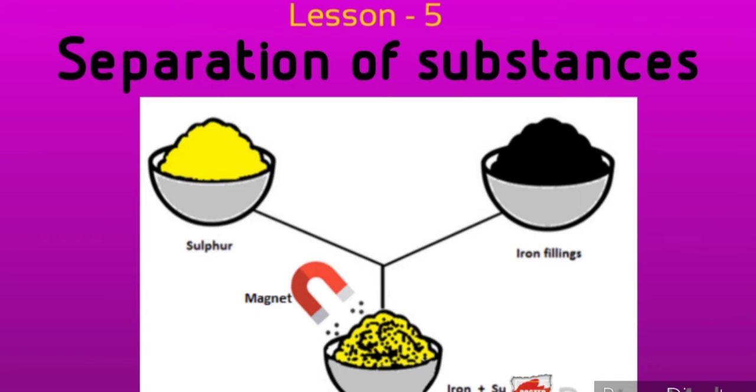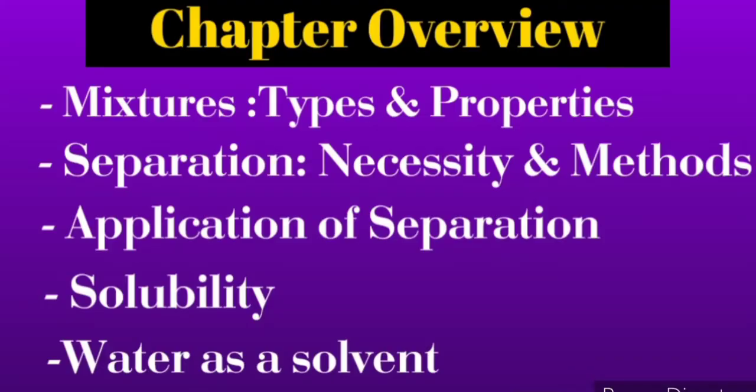Today we are going to start with lesson 5, that is separation of substances. Before we start with this chapter, we should know what all things we are going to study in this. So first we are going to study the mixtures, their types and properties, then separation, necessity and methods, application of separation, solubility and water as a solvent. These are the things that we are going to study.